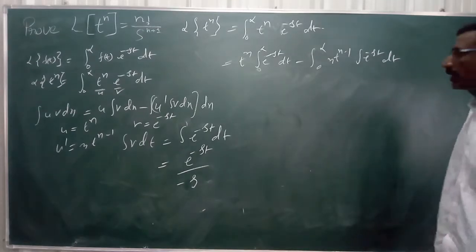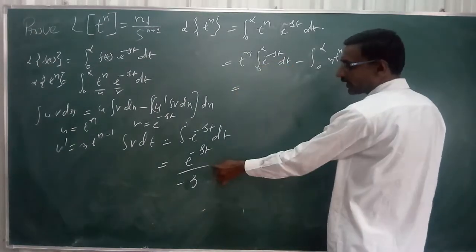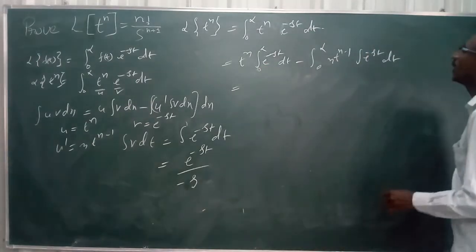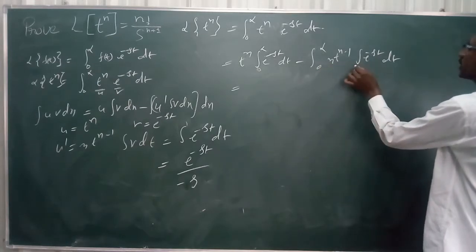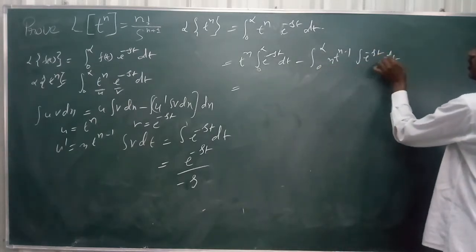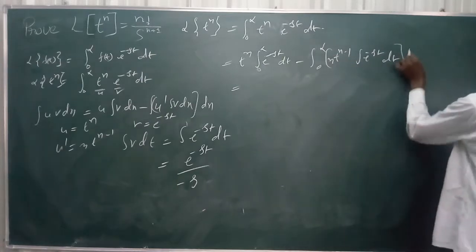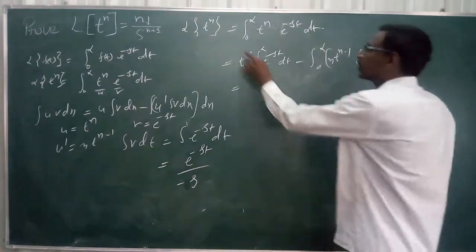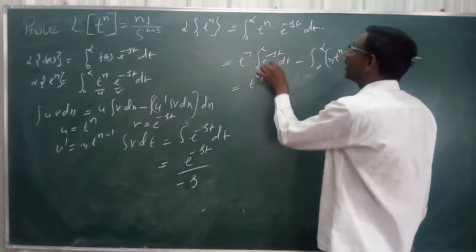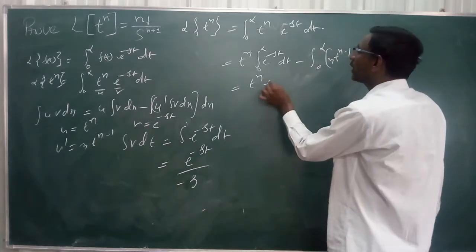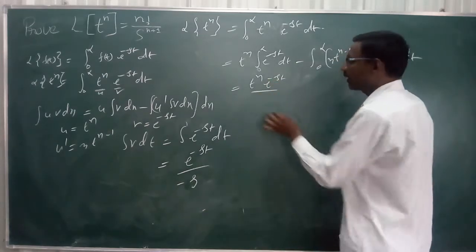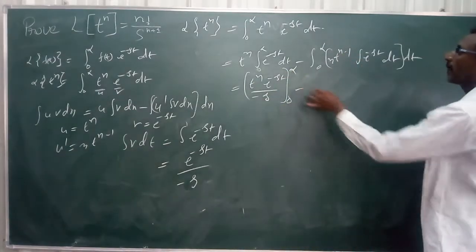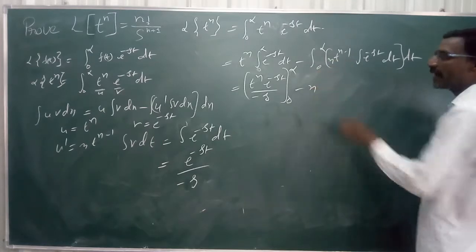Is it clear? So now write it down. This value I already explained here. The integration from 0 to infinity of e^(-st) dt, I would like to simplify and then I will place it here. So now write down t^n times this, which is e^(-st) by minus s, but the limits are 0 to infinity, keep this in mind. Minus, this is n, I will keep aside.